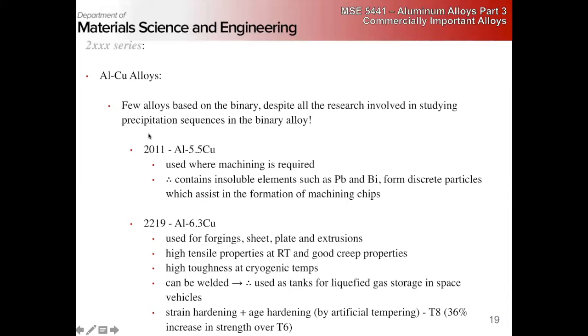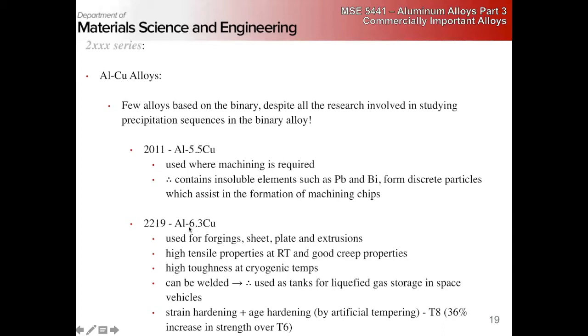So 2011 is free machining aluminum. It's only required where you need to get really good surface finishes on machined parts and be able to machine them cheaply. It does not have significant strength at all.